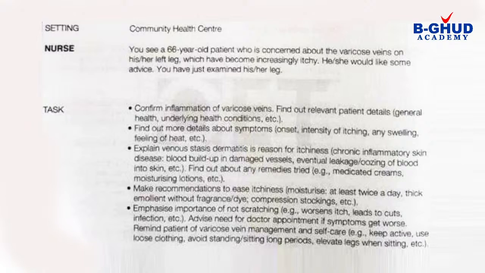The patient would be saying, definitely, nurse, I'll try that. And in case the symptoms persist or worsen, never delay, get a doctor appointment immediately.